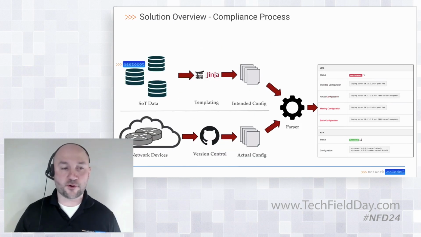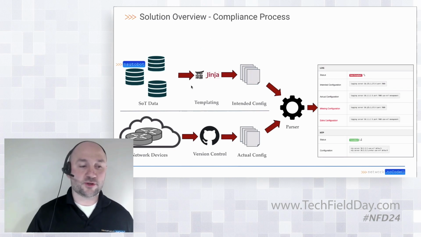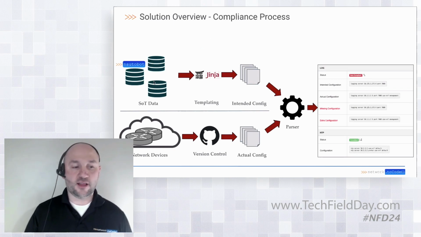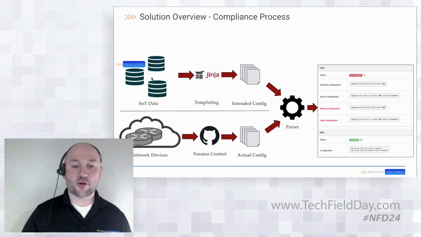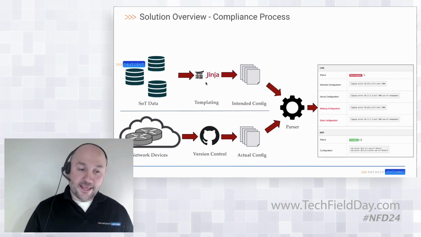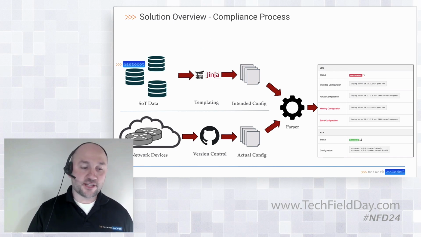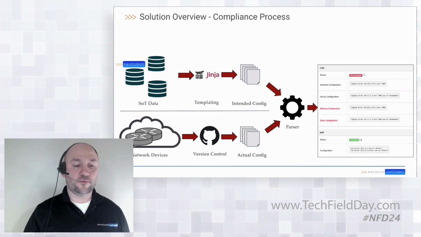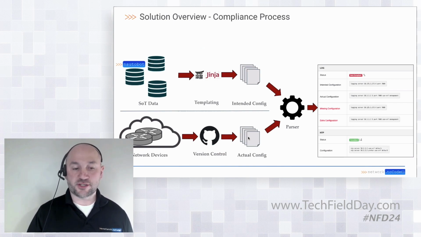If we dive a bit deeper into the compliance process, what we're doing is taking the source of truth data, a lot of it coming from within the Nautobot ecosystem through what Damien showed, the GraphQL query language. We combine it with Jinja templates, and then we build the intended configurations. On the other side, the backup configurations are version controlled and represent the actual configurations.